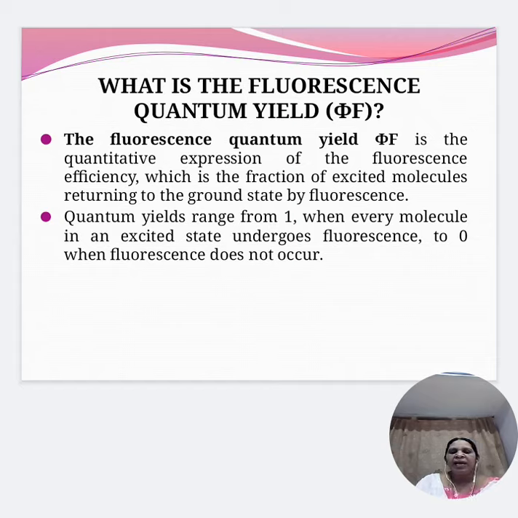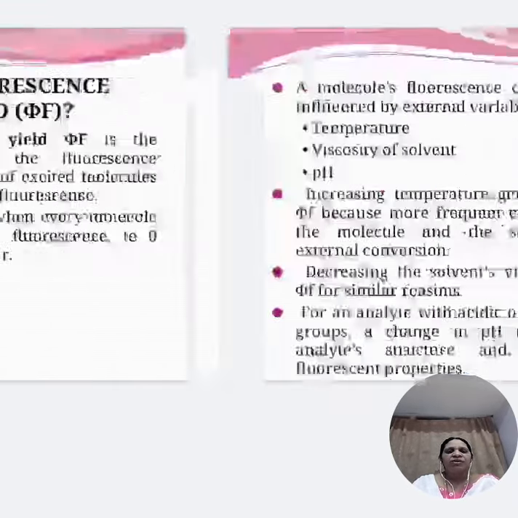This quantum yield ranges from 0 to 1. If it is 1, every molecule in the excited state undergoes fluorescence. As I told, it is a fraction of excited molecules returning to the ground state by fluorescence. So quantum yields range from 1, when every molecule in an excited state undergoes fluorescence, to 0, when fluorescence does not occur. When there is no fluorescence, it is 0. When there is fluorescence, it is 1. So this is the quantum yield.